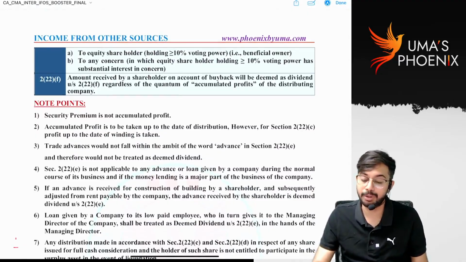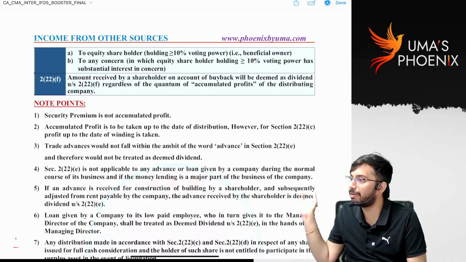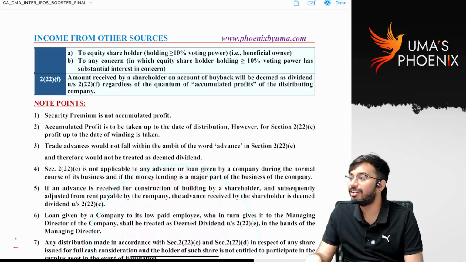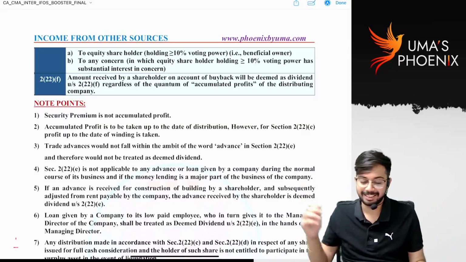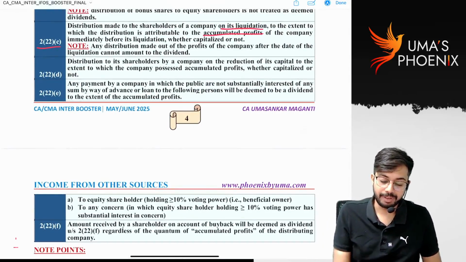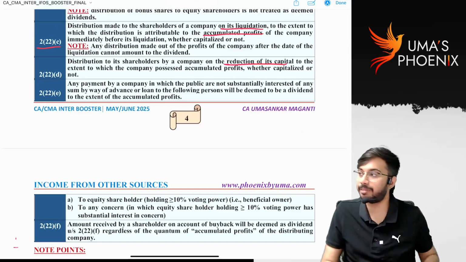Then appreciate the beauty of the subject, how well they have written. See, all these are loopholes found by us. For every loophole that was found by us, they started keeping a counter, through which we are studying deeper concepts. Next, section 222D: distribution to its shareholders by a company on reduction of its capital.